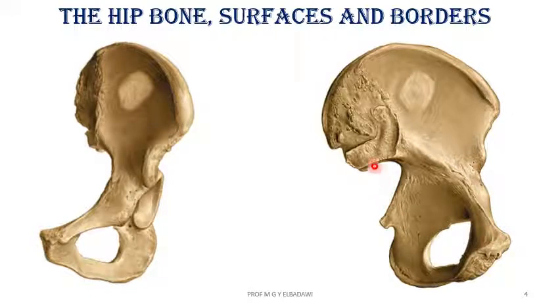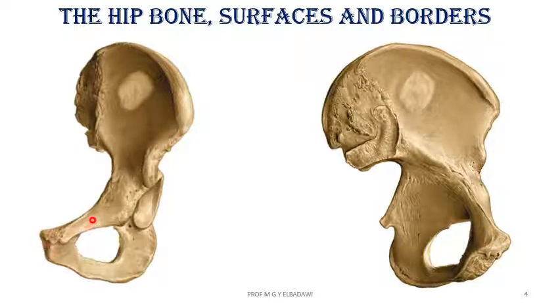That is the greater sciatic notch again, the ischial spine, the lesser sciatic notch, the obturator foramen. On the right side, that's again the inner surface, showing the superior pubic ramus, the body of the pubis, and the inferior pubic ramus.